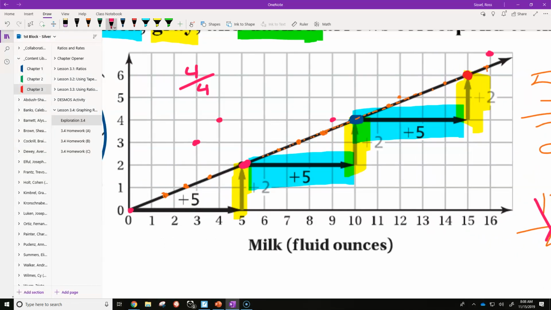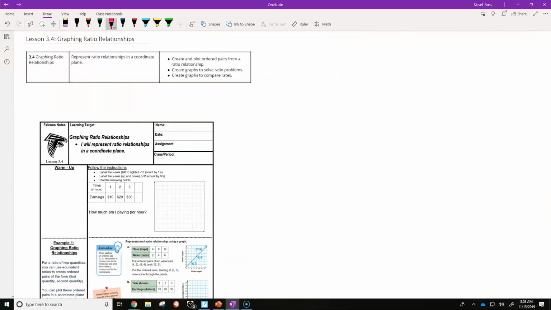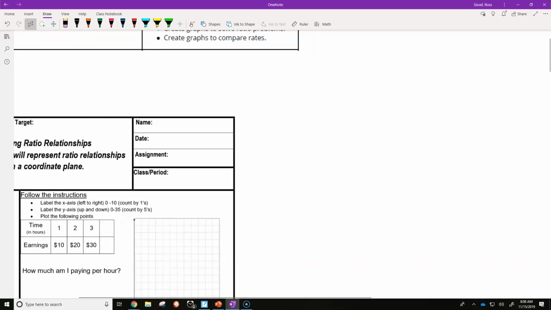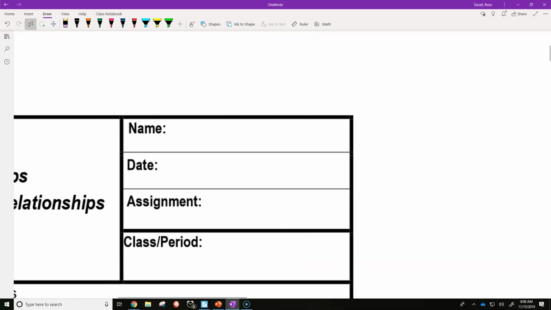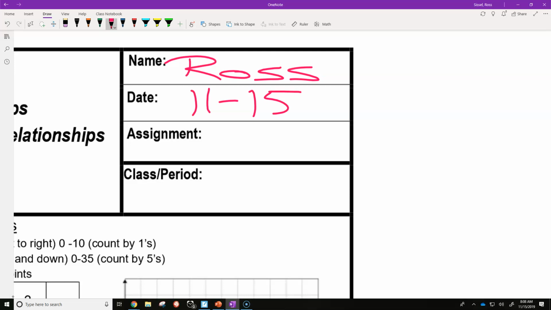Go ahead, close your notebook, and let's get our notes out in front of us. First thing we should always be doing, I want to get through our notes quickly. Today's the 15th. We are on lesson 3, 4, and 4th block purple.